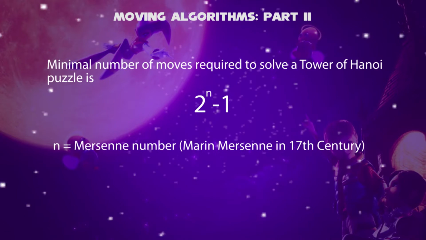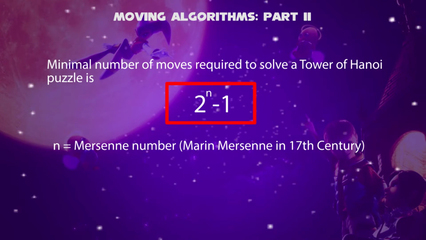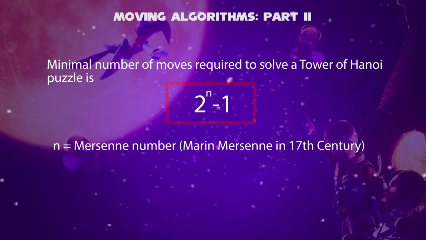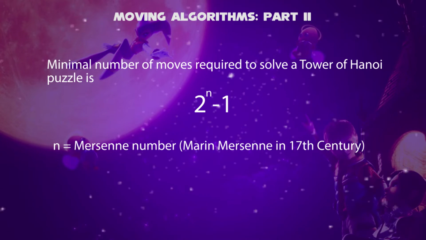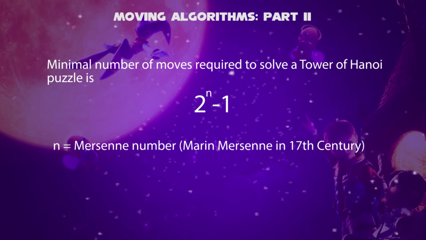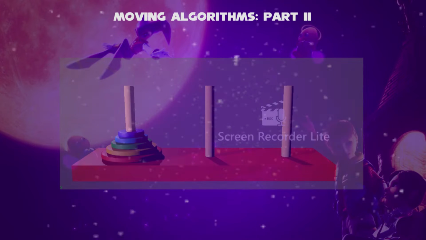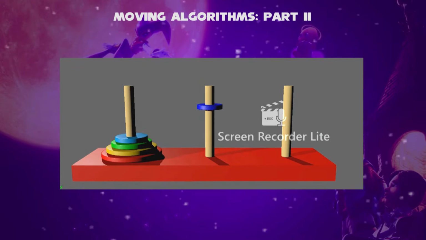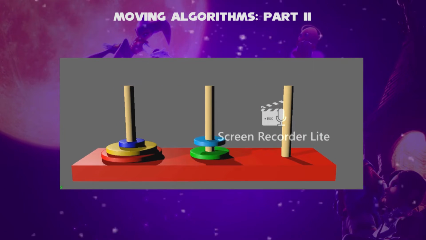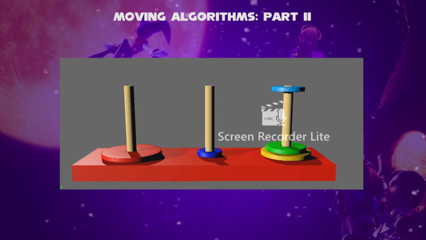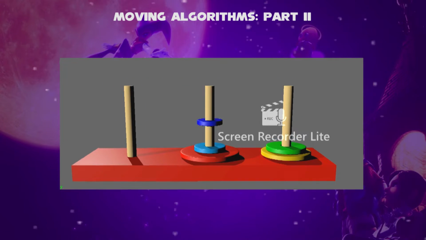The minimal number of moves required to solve a Tower of Hanoi puzzle is 2 to the n exponent minus 1, where n is the number of discs, a Mersenne number without primality requirements. This comes from Marin Mersenne, a French minim friar, who studied them in the early 17th century. Easy ones will have a few discs, medium ones can have either 3 or 4 discs, and hard ones can have 5 or more discs.